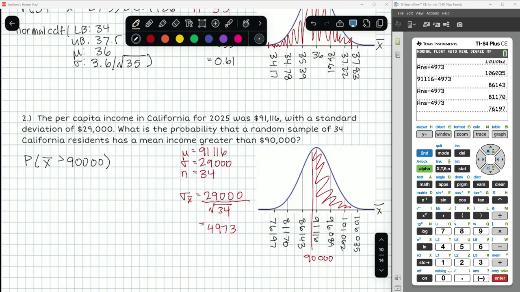But let's set up our normal function call. So normal CDF: lower bound, upper bound, mean, standard deviation. Our lower bound is the 90,000. And my upper bound is positive infinity, 1E99. Mean of 91,116. Standard deviation of 29,000 divided by the square root of 34.